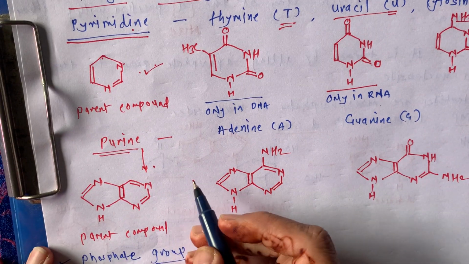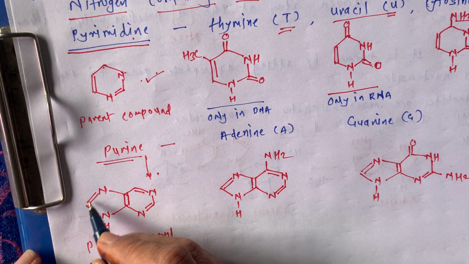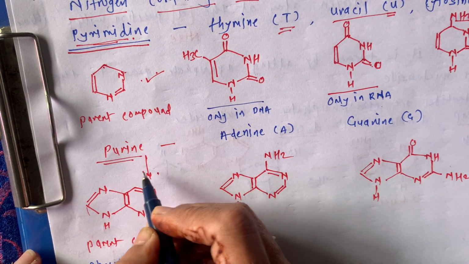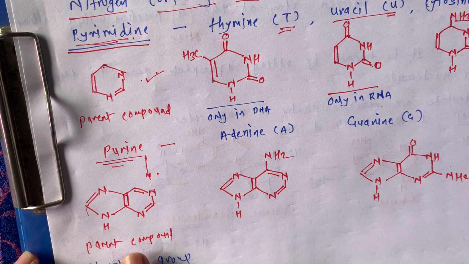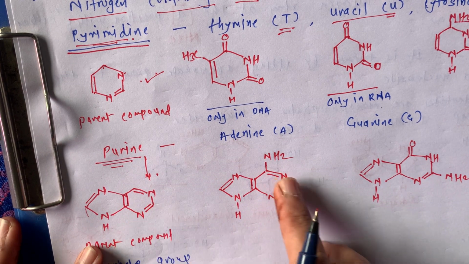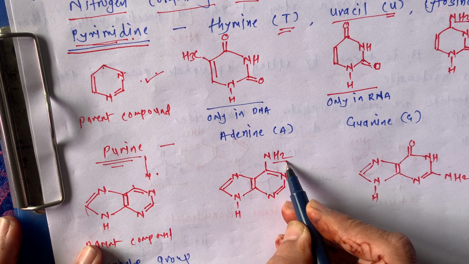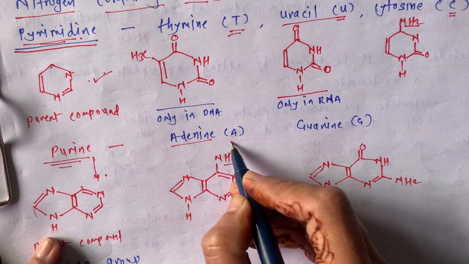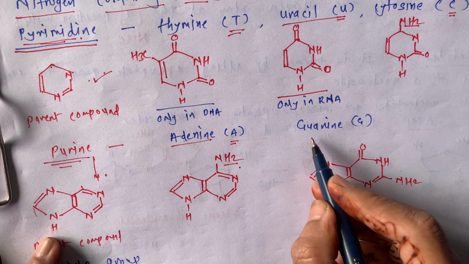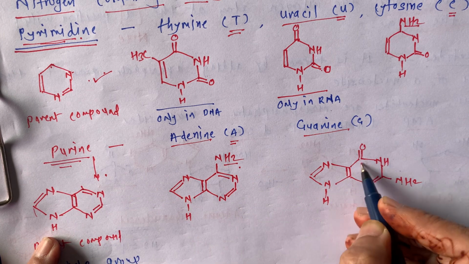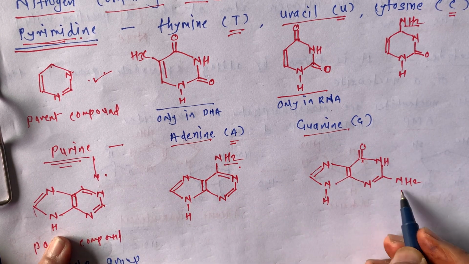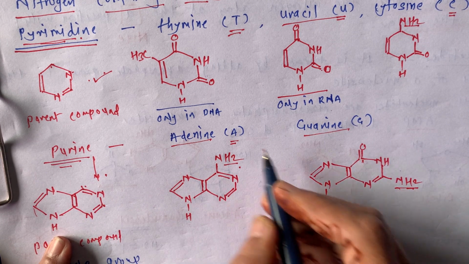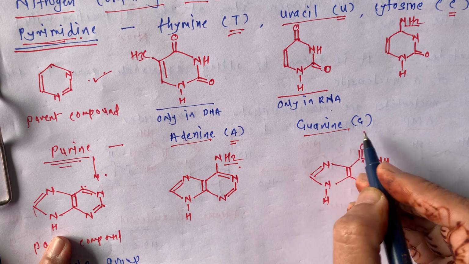Now what is this purine? Purine has a 6-member ring, and to that a 5-member ring is attached. This is pyrimidine, while this one is purine. This is the parent compound. Now to this compound, at this carbon, NH2 is attached. Then in adenine there is the NH2 attached, and it is known as A. While in guanine here it is C double bond O, and to this carbon here it is NH2. So this is adenine A and guanine G.